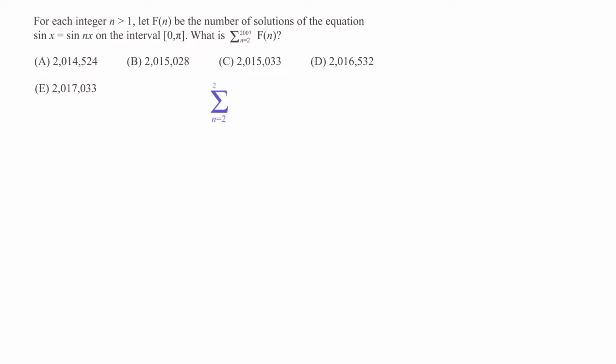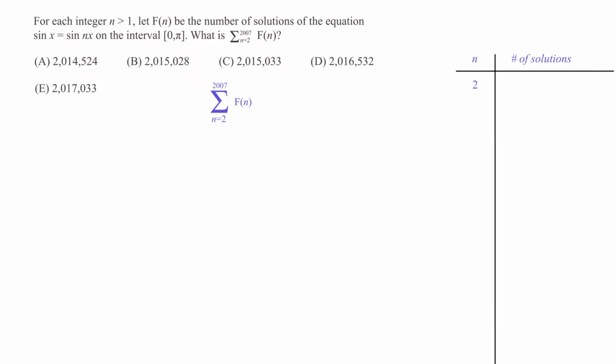So we have to figure out the sum from 2 to 2007 of f(n). What I'm going to do is make a table of n and the number of solutions, and I hope this will give me some sort of a pattern, and then at the very end I can add up all these numbers.